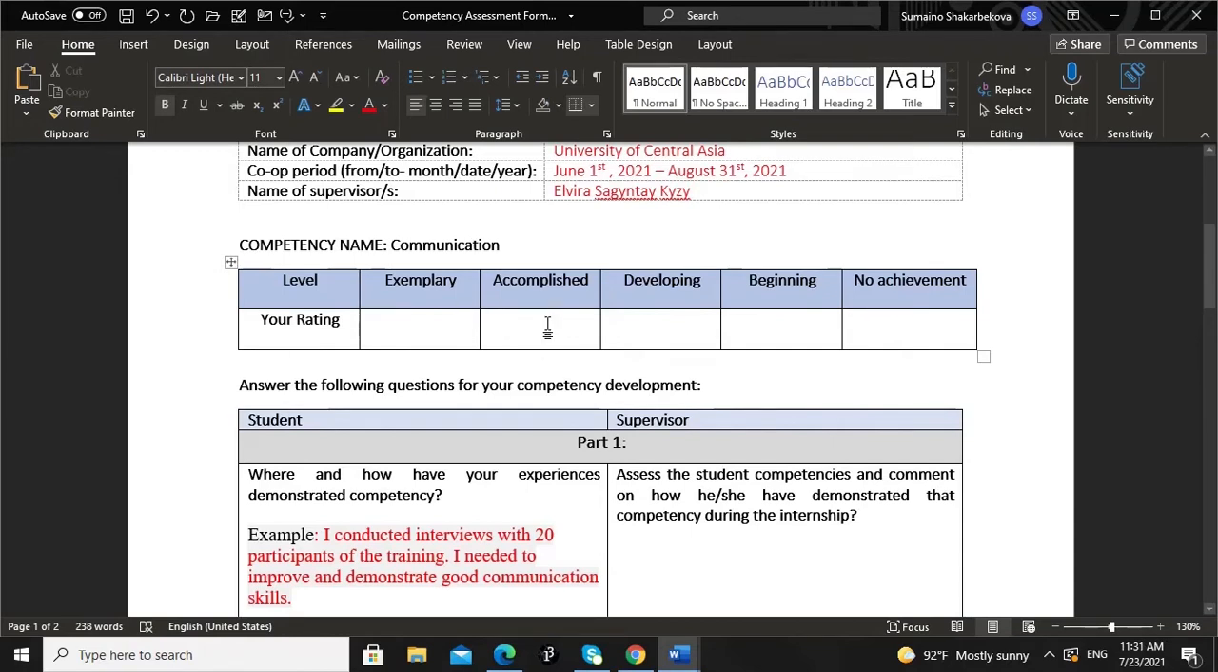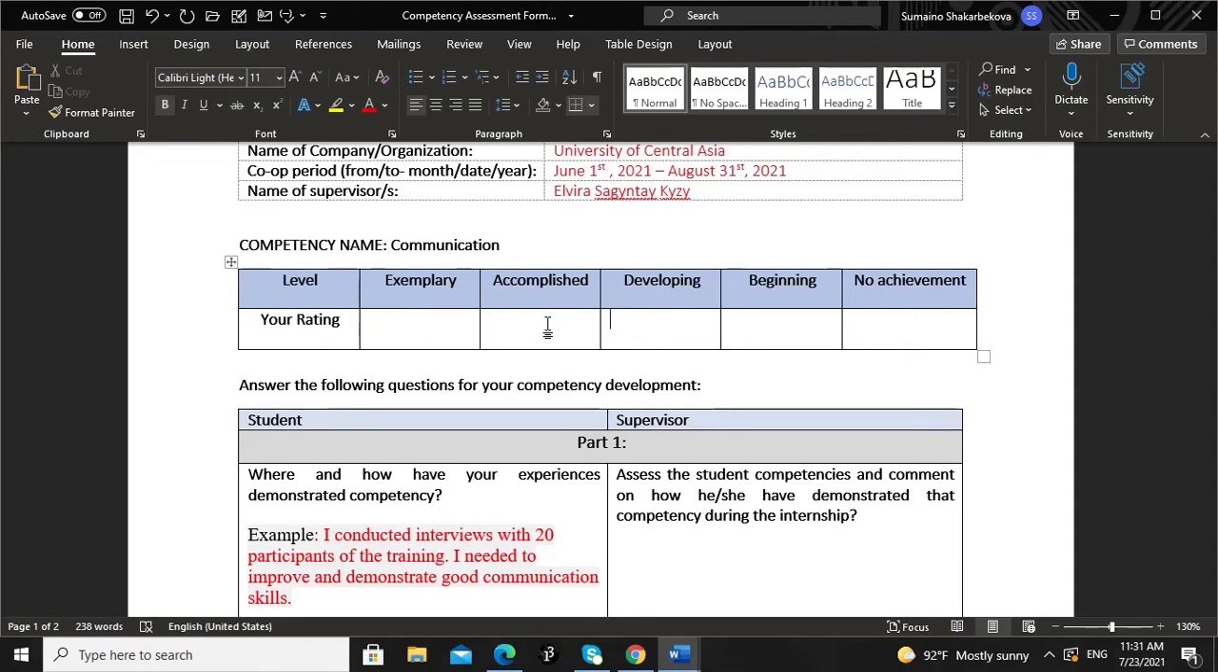But if you think that you have already developed your competency, but you still need further development, further improvements in that particular competency. So it means that you have already applied that particular competency in one area, but you want further experiences, further opportunities, and other different areas to apply and to use this particular competency. In that case, you might rate your competency as accomplished.